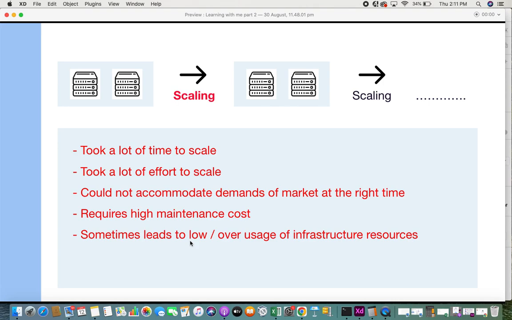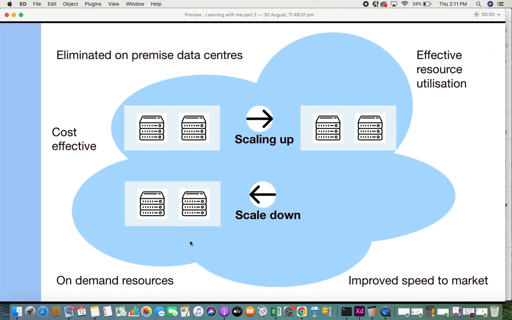So these were some drawbacks of having these on-premise data centers and servers. In order to relieve businesses of these pains is where the cloud came in.